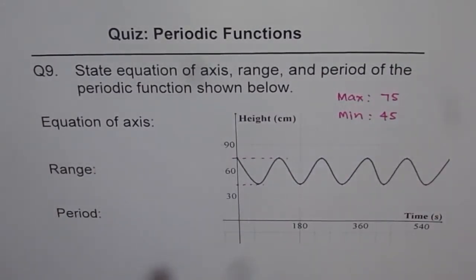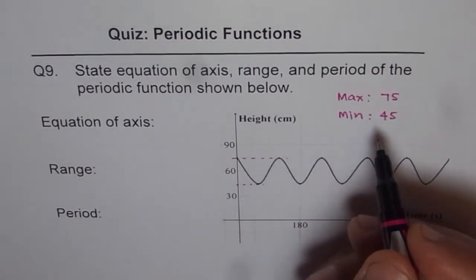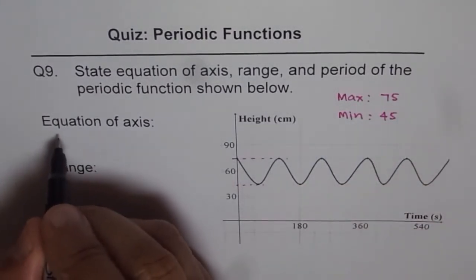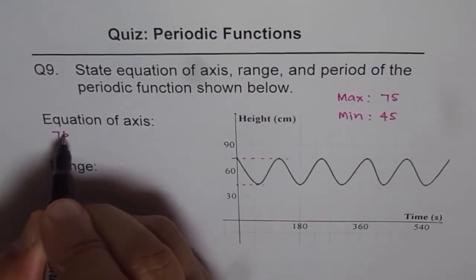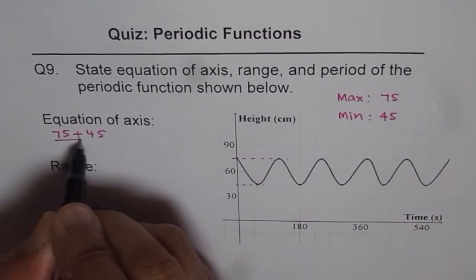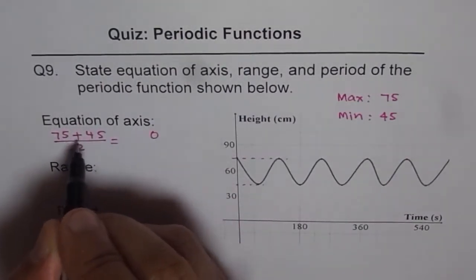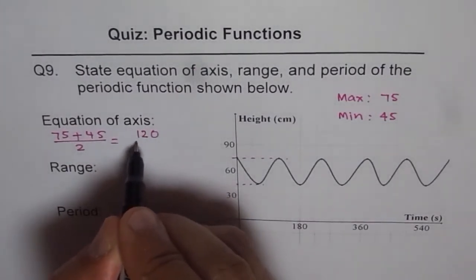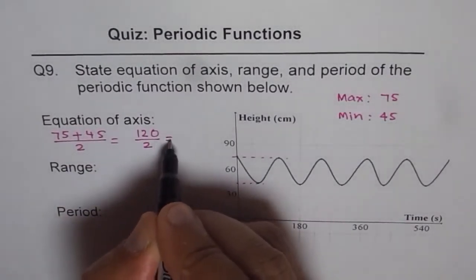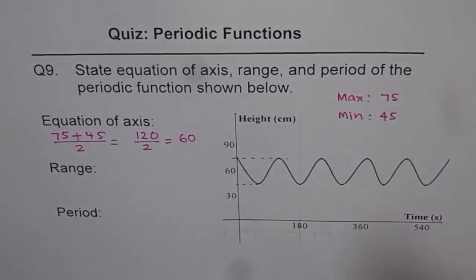To find equation of axis, what should we do? We add maximum minimum and then divide by 2, the average value, right? So this is actually the average value. We add maximum minimum, which is 75 plus 45, and then we divide by 2, correct? So that gives us 7 and 4, 11 and 1, 12 divided by 2, and that is 60, right? So 60 centimeters is the axis of symmetry.